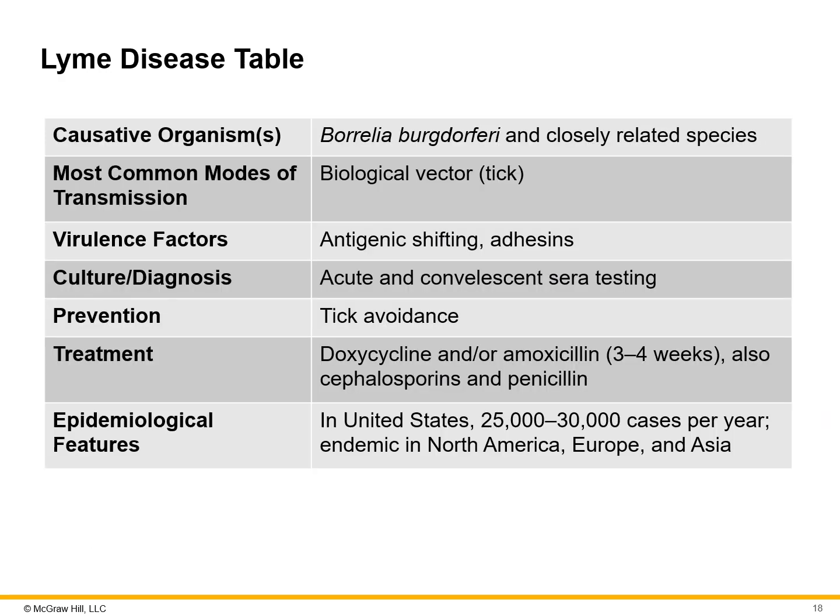Our table here, again, the Borrelia species is transmitted by tick bites. This antigenic shifting is how it's able to change those proteins. Again, that prevents our immune system from continuing to recognize it. Also, it has adhesive proteins that allow it to attach. Avoiding ticks is how it can be prevented. It can be treated with doxycycline or amoxicillin, but typically a long treatment, 3 to 4 weeks, is given.